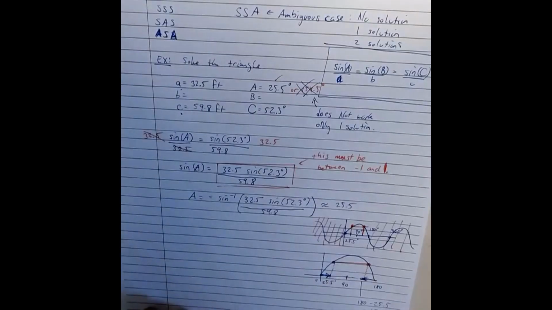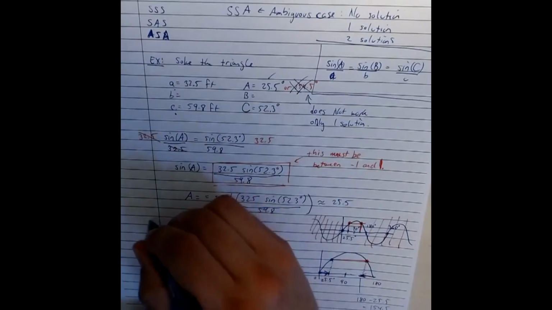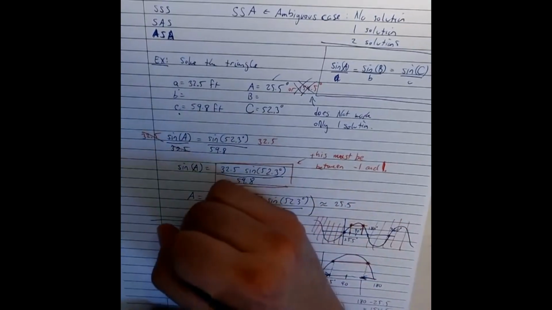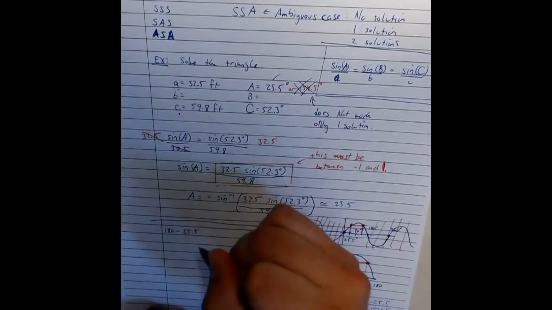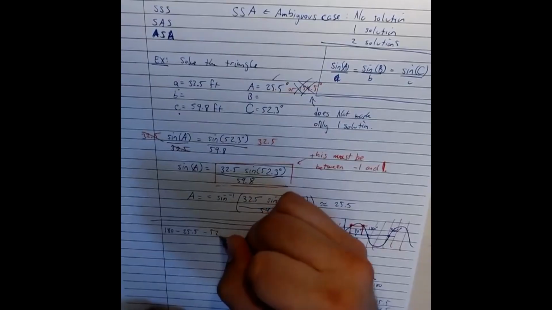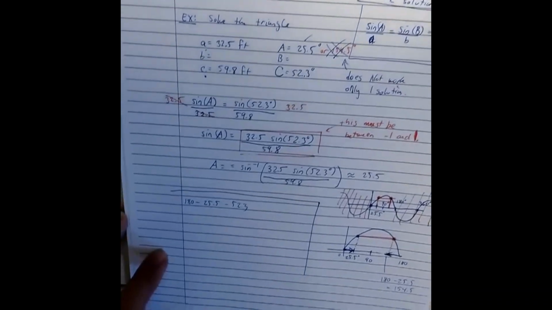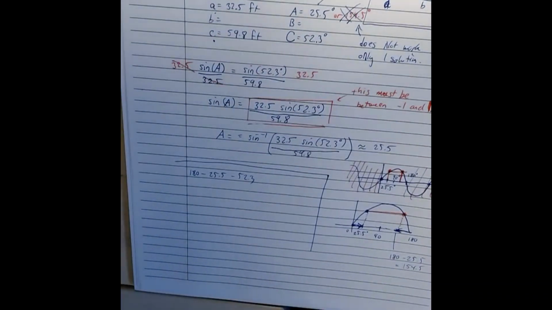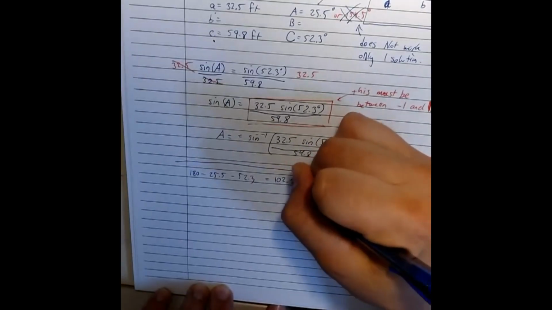All right, so now we can go ahead and finish this off. Here we're missing an angle, and that one's going to be just the difference. If we take 180 minus the two angles we already have, minus 25.5 and minus 52.3, if we subtract those, we end up with 102.2 degrees.